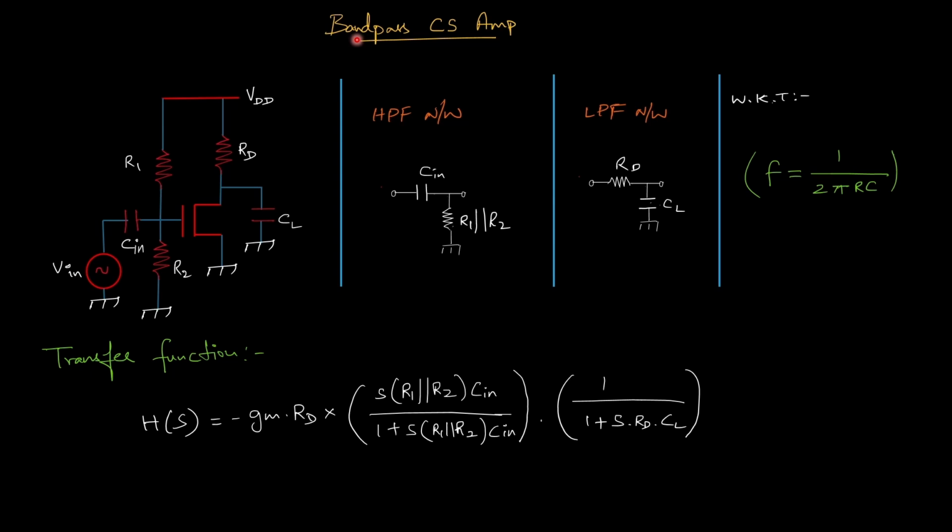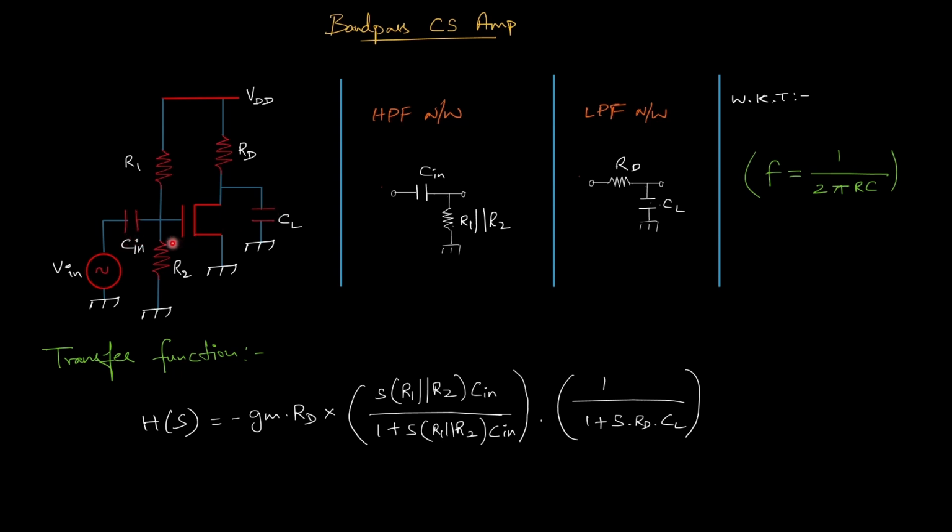Today, we are going to convert our ordinary common source amplifier into a bandpass common source amplifier simply by adding two capacitors. And surprisingly, we won't even touch the transistor sizing. Here, look carefully at the circuit. We have added an input capacitor Cin and a load capacitor CL.